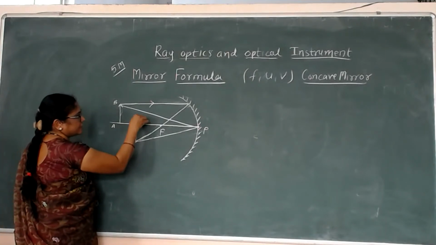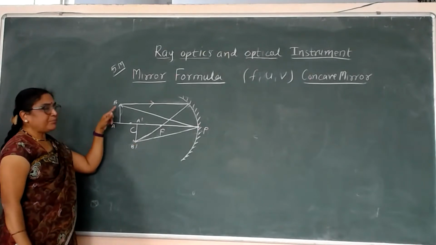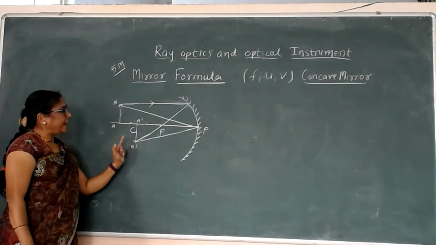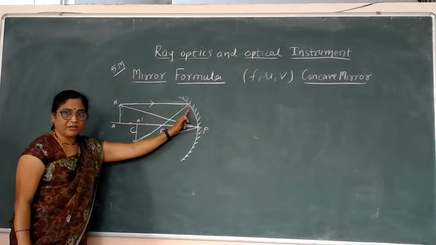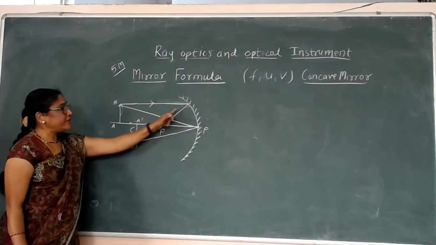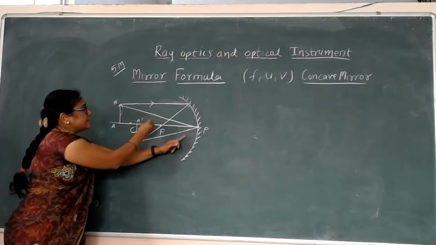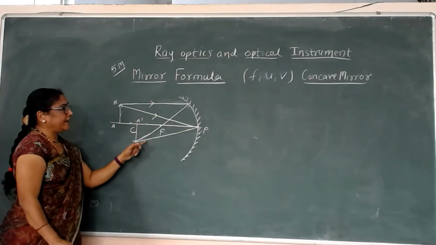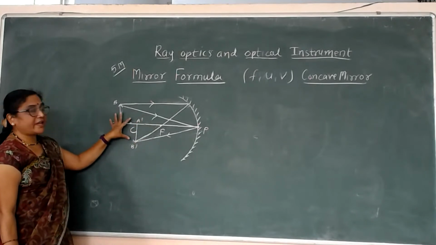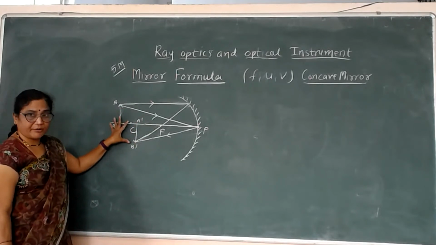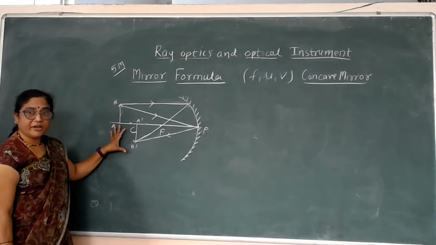Suppose this is A dash and this is B dash. So here AB is the object and A dash B dash is the image. The first ray of light is incident on the mirror, which is reflected and passes through the principal focus. Take the second ray of light, which is incident on the pole and is reflected back. By obeying the laws of reflection, where both the rays meet, there is a formation of an image. So AB is the height of the object and A dash B dash is the height of the image.